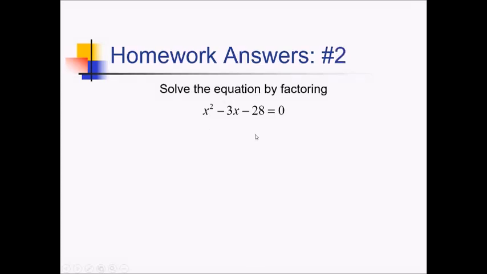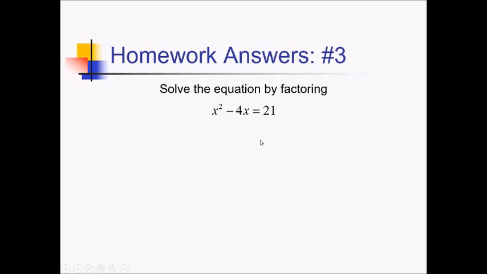To solve this equation, let me just double check to make sure everything's on one side. It is. So now I can factor this and set each factor equal to 0. I need factors of negative 28 that add up to negative 3. Well, my choices are 1 and 28, which won't work. 2 and 14 also won't work. But if I had positive 4 and negative 7, that would add up to negative 3. So we can write x plus 4, x minus 7. Then setting each of these equal to 0, we see that x must equal either negative 4 or positive 7 to zero out one of those factors.